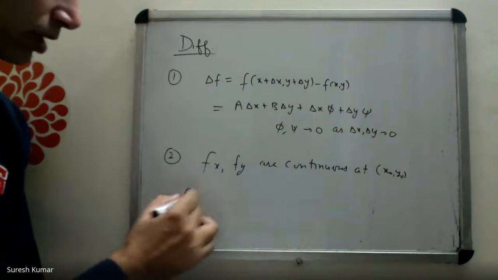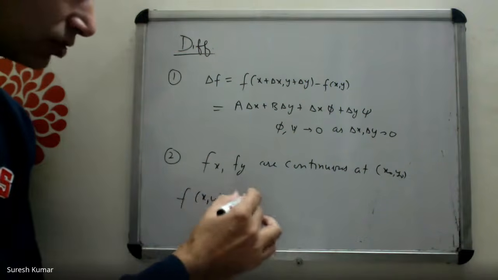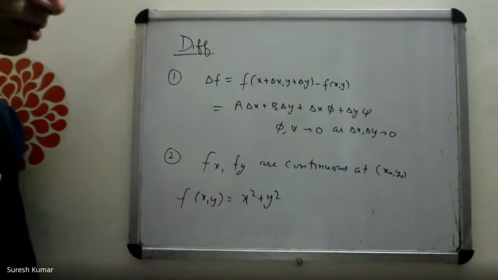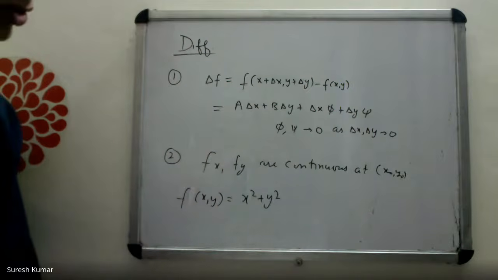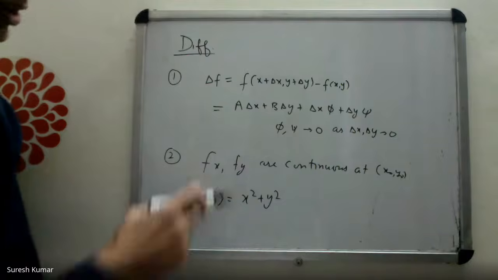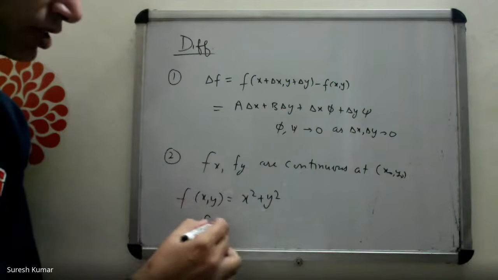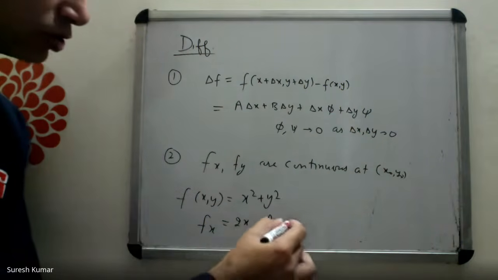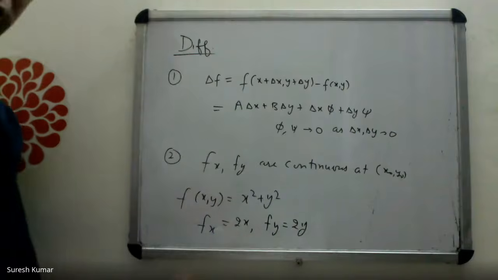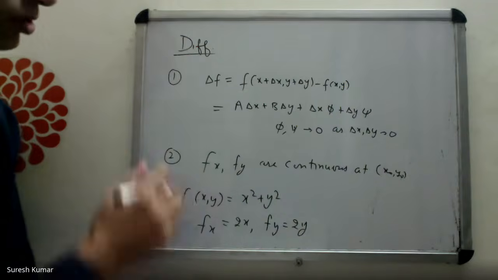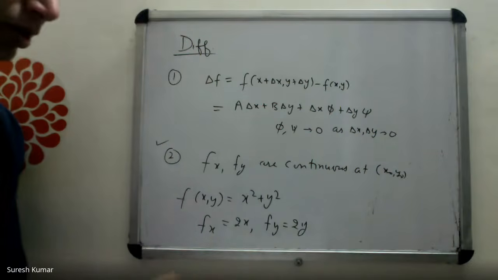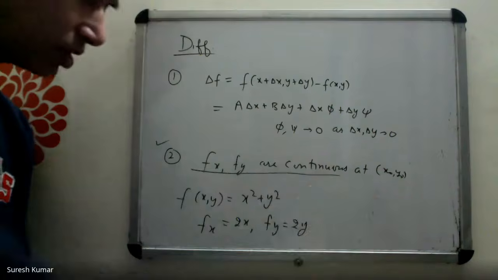See this problem. f(x, y) equal to x square plus y square. This problem we did in the previous lecture. We showed that this function is differentiable at (x, y) by choosing this approach. Do you recall that? Can you use the second approach? fx is what? Partial derivative with respect to x. So you get 2x, fy, 2y. These are polynomials in x and y, and you know polynomials are always continuous. So what can you say from the second approach? The function is differentiable.